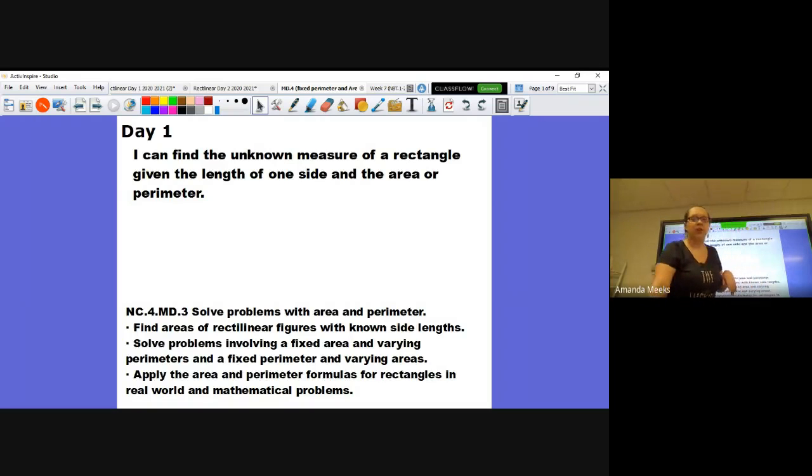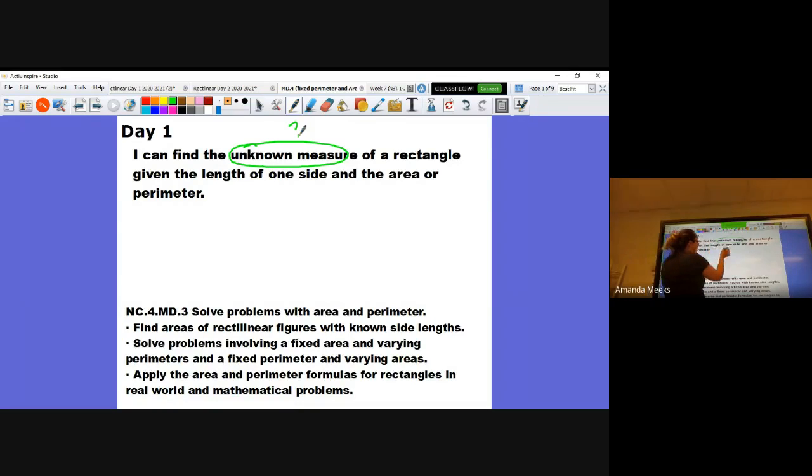Right, today we are going to work on finding the unknown measure of a rectangle given the length of one side and the area or perimeter. That sounds like a lot. It's really not. So we know that unknown is something we do not know. So it's a mystery, okay? Rectangle, we know what a rectangle is. It's a shape given the length, okay, of one side and the area or perimeter.